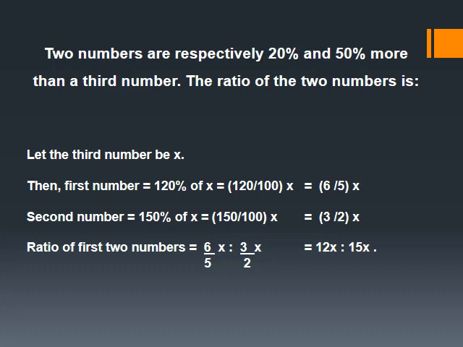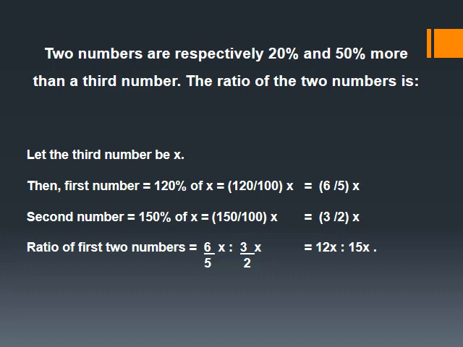Then we will see the ratio, because the question is the ratio of these two numbers. So the first number is 6 by 5x to 3 by 2x. That is a ratio. So when we do the calculation, we can take 2 towards x, that will be 12, and 5 to 3, that will be 15. This is the way that we do the ratios.